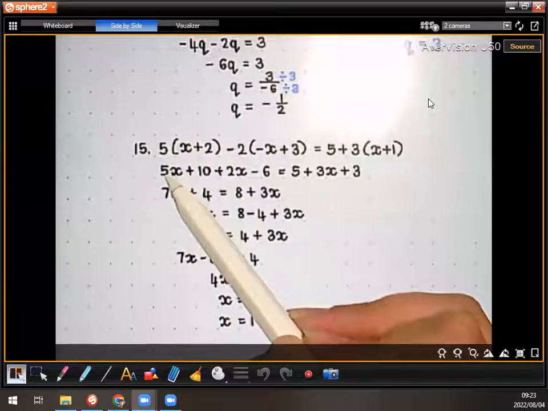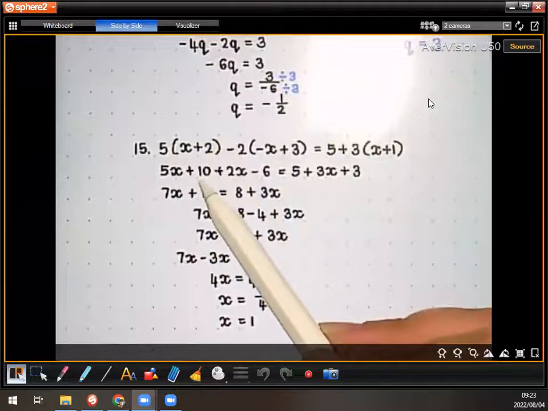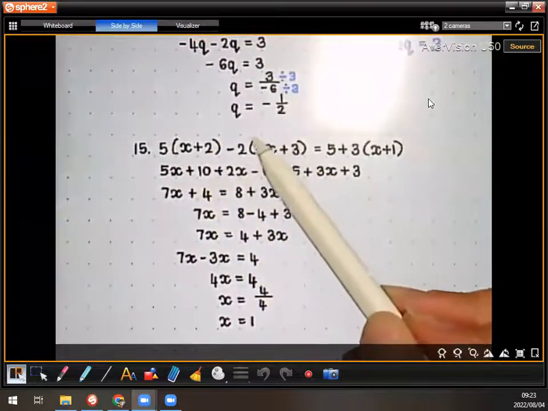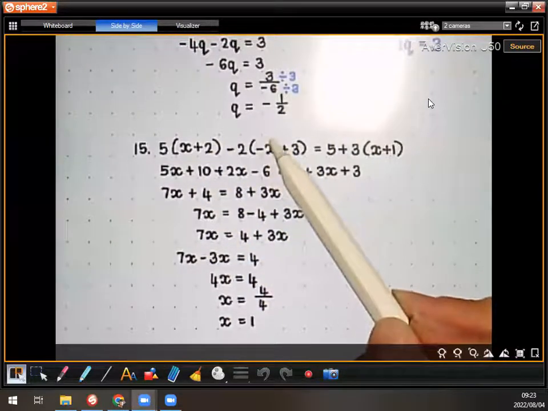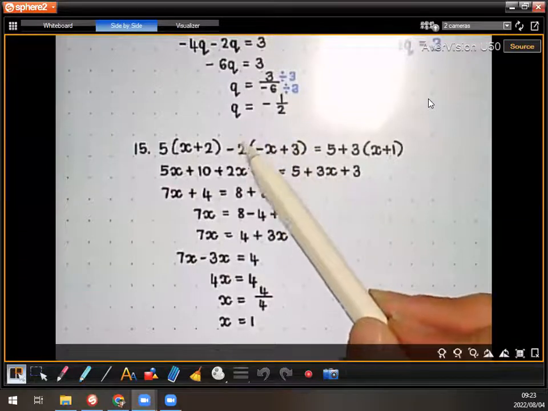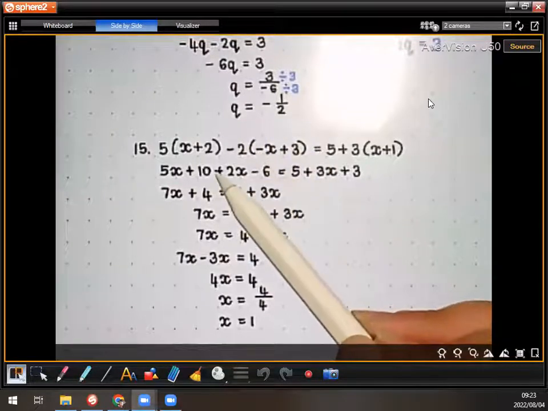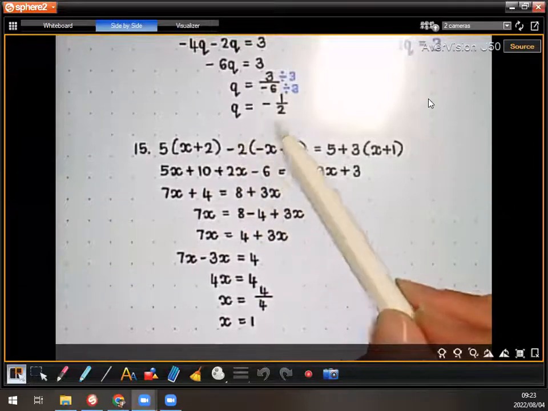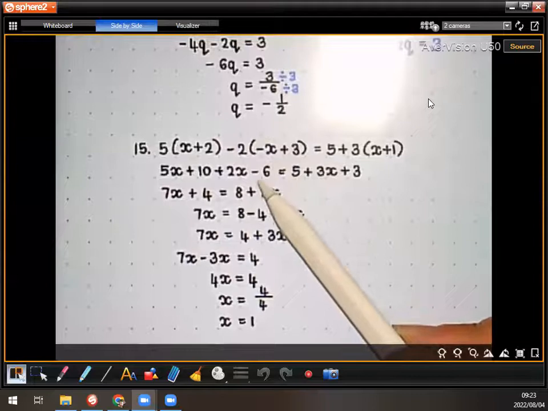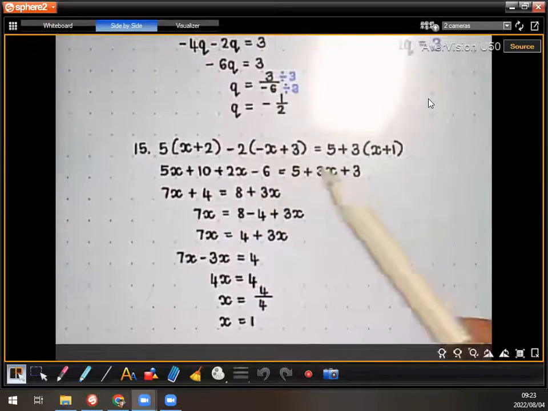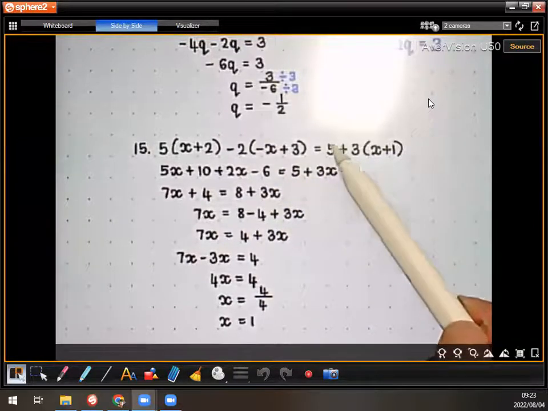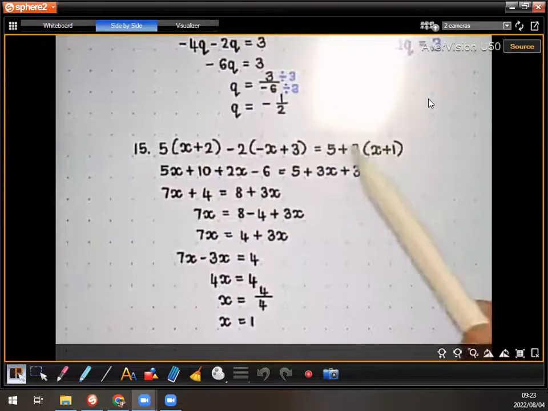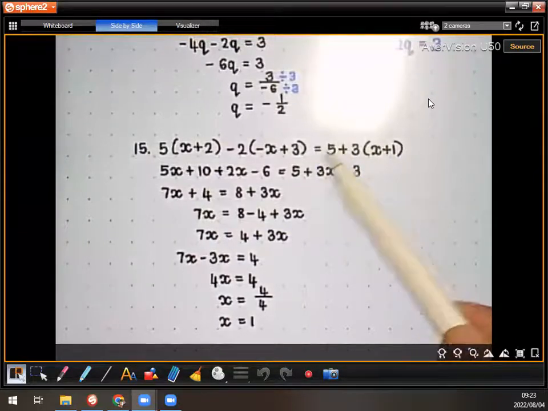5 times x is 5x. 5 times 2 is 10. Then here you have a negative 2 that you must multiply into that bracket. What's a negative times a negative? Positive, and 2 times x is 2x. Negative 2 times positive 3 is negative 6. Equals. So guys, does this 5 have anything to do with this bracket? No, so you're just going to write it again.